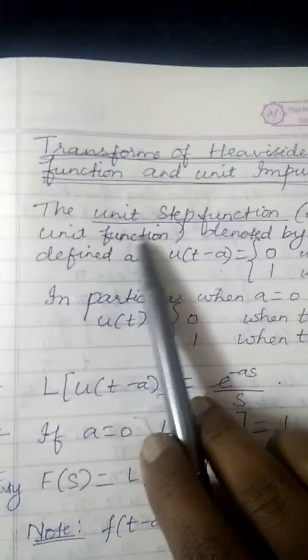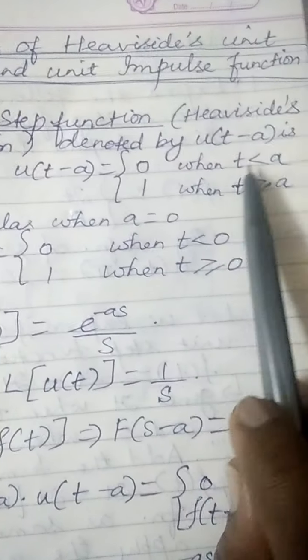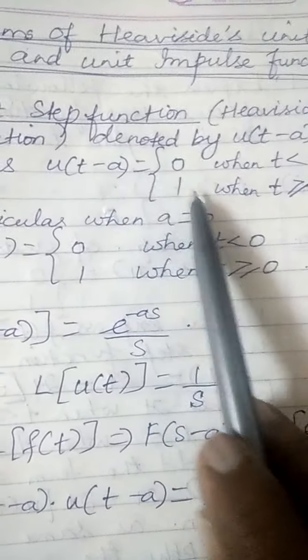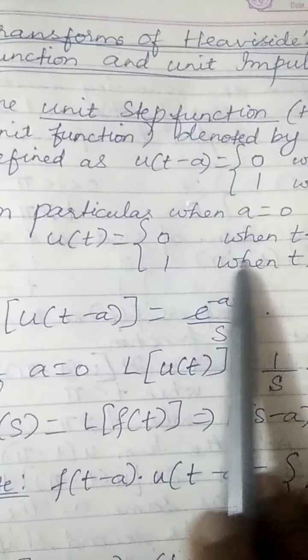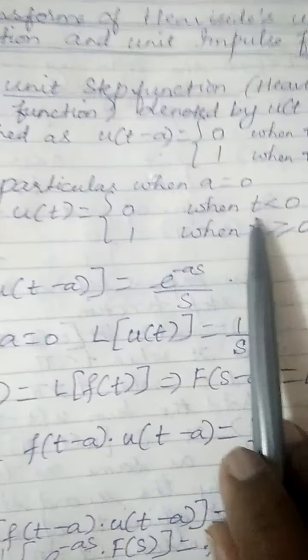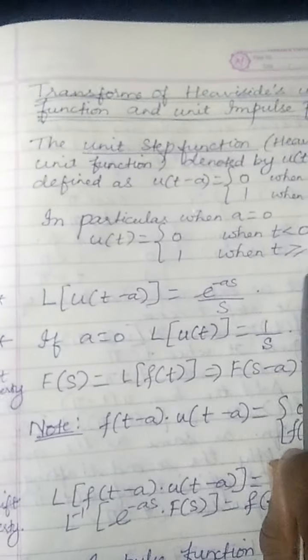Hi, let us learn the transforms of Heaviside unit function and unit impulse function. The unit step function, which is otherwise called Heaviside's unit function, denoted by u of t minus a, is defined as u of t minus a equal to 0 when t is less than a and 1 when t is greater than or equal to a. In particular, if a is equal to 0, u of t equal to 0 when t less than 0 and 1 when t greater than or equal to 0.